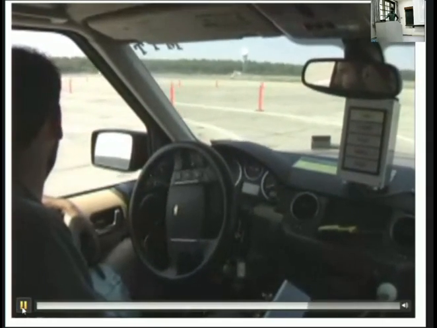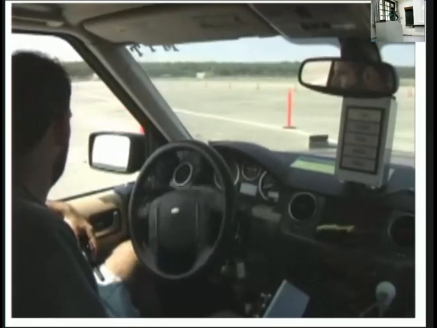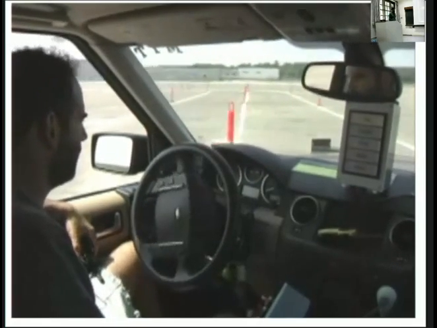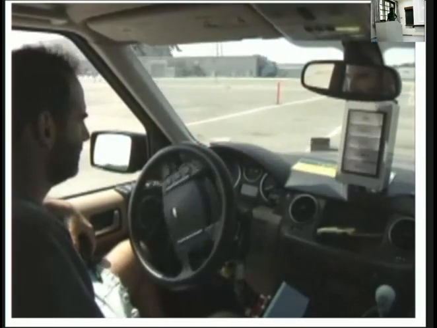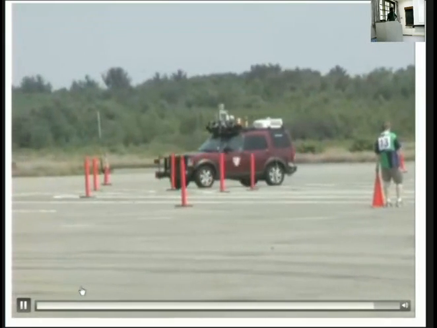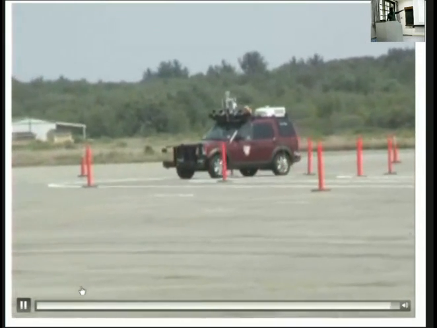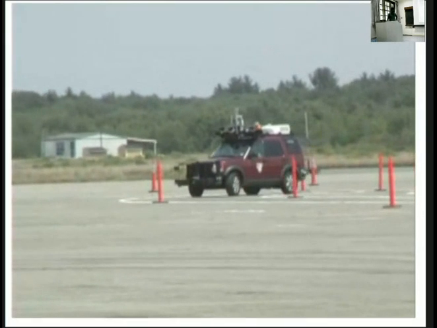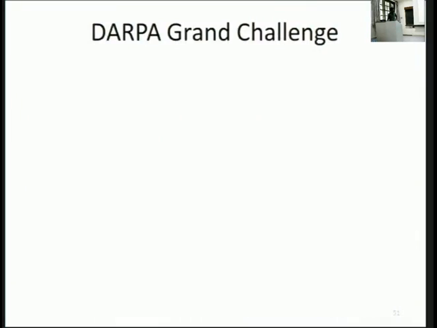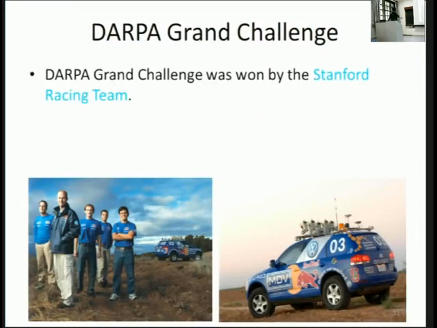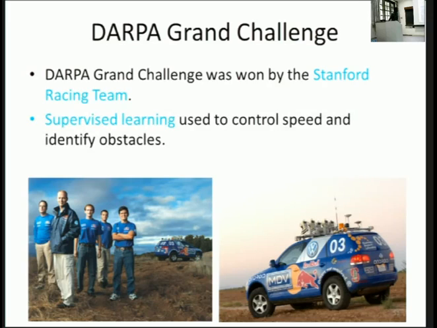And why am I talking about this? I want to talk about how machine learning was used in this project. Yeah, I think that's pretty much it. You can see how it evades those poles. Yeah. Now, the DARPA Grand Challenge was won by the Stanford racing team. Stanford is one of the finest universities in the world. And this is a person called Sebastian Thrun. And the main thing we have to look at is that it used supervised learning to control the speed.